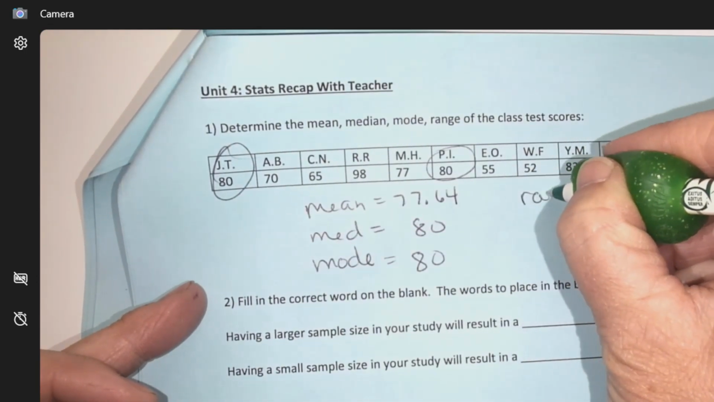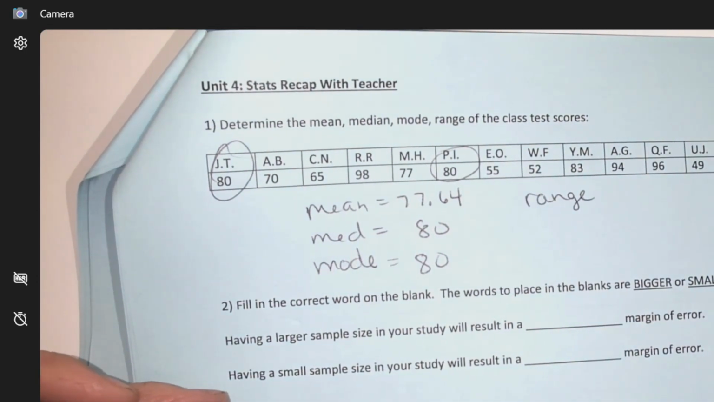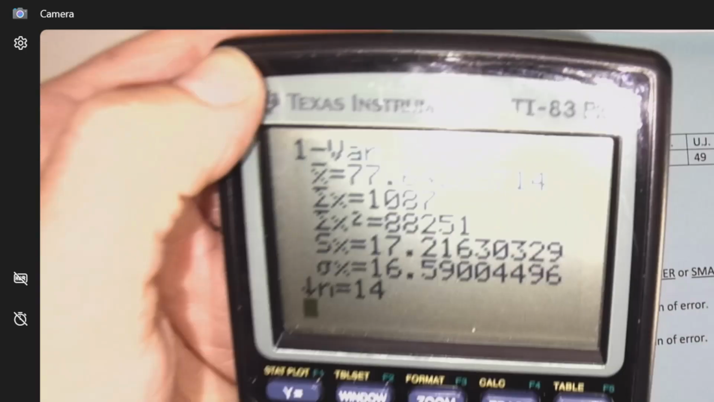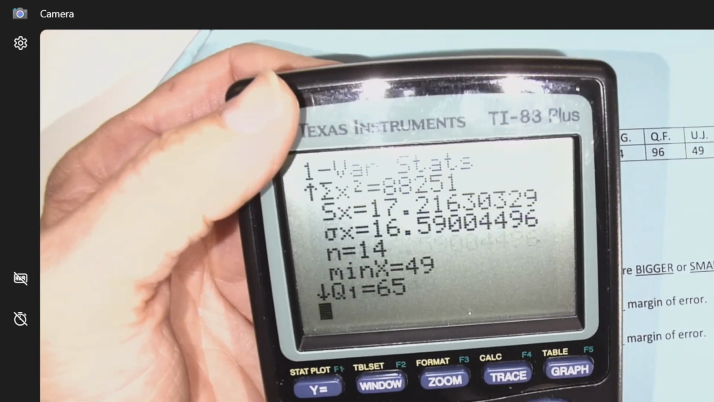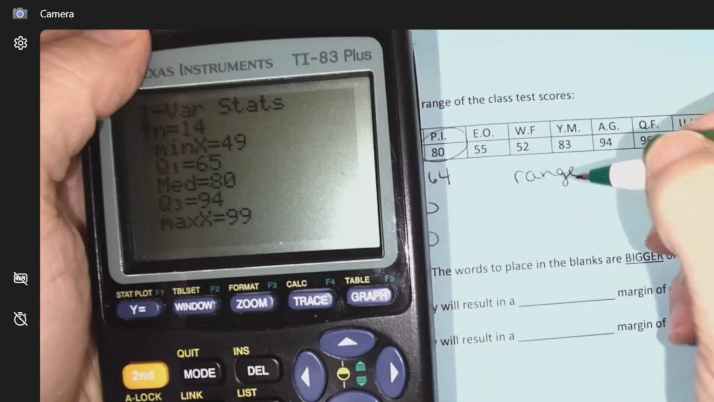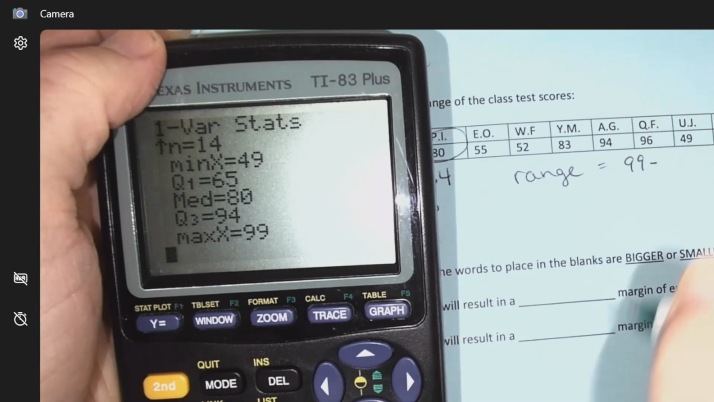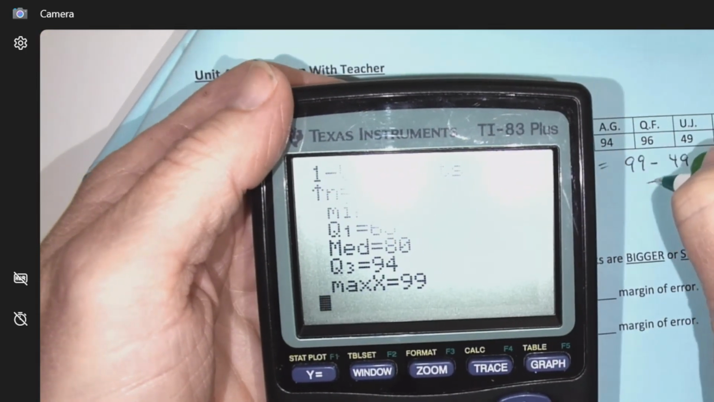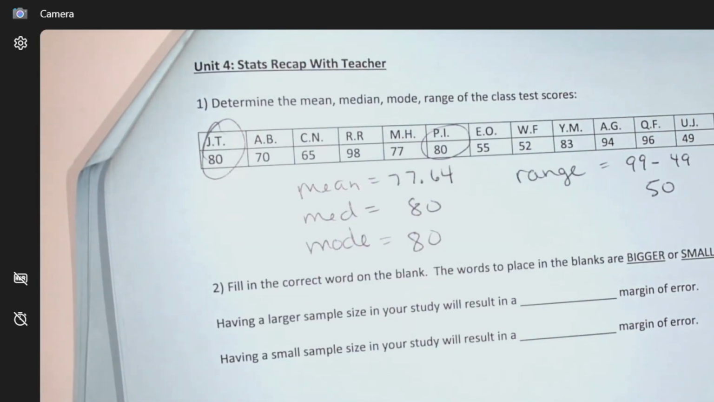And the range, so the range is when I take the highest, 99, so max 99 minus the min, means that the scores span 50 wide.